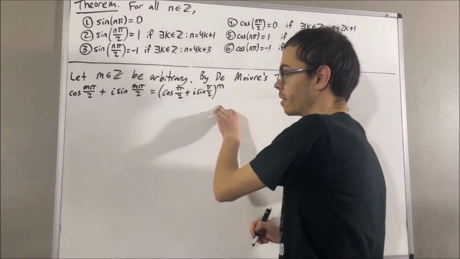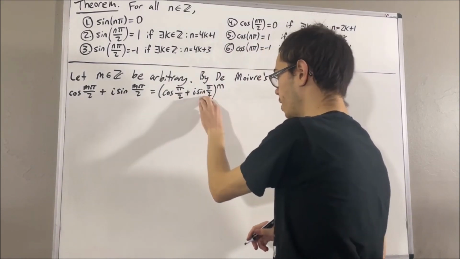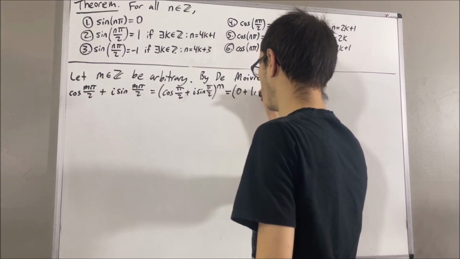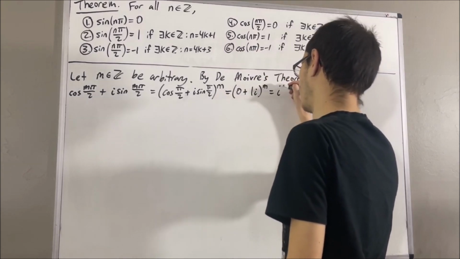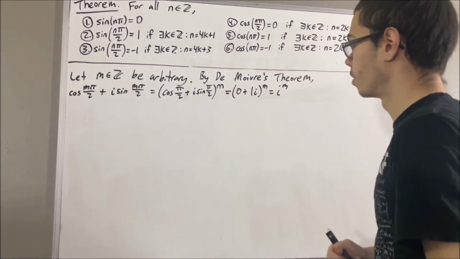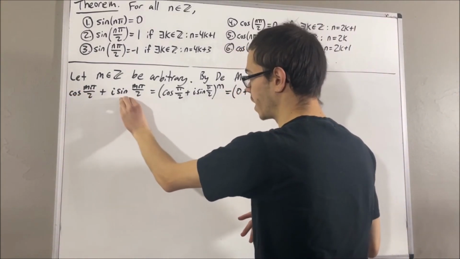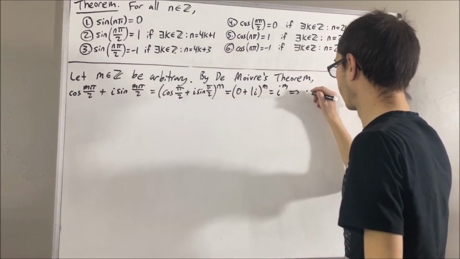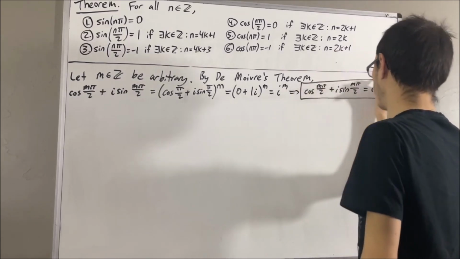We have this. But then, we know that cosine of pi over 2 is equal to 0, sine of pi over 2 is equal to 1. So this is just (0 plus 1i) to the power of m, which is just i to the power of m. And so what this tells us is that cosine of m pi over 2 plus i sine of m pi over 2 is equal to i to the power of m. And so we're going to keep this fact in mind.